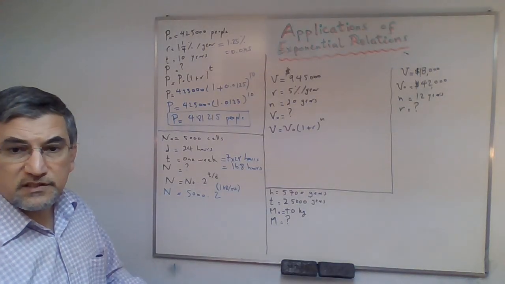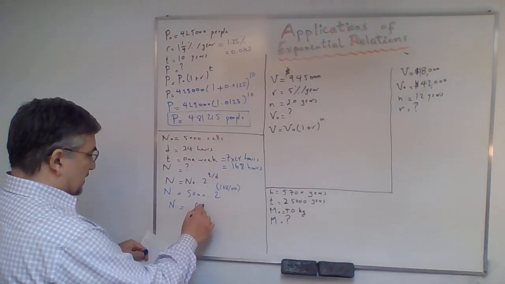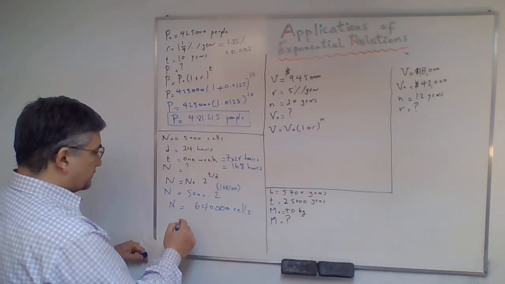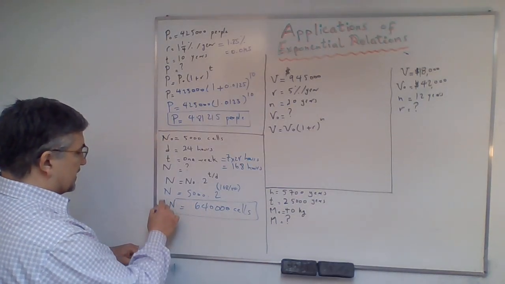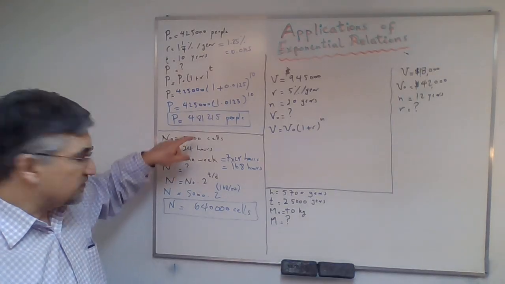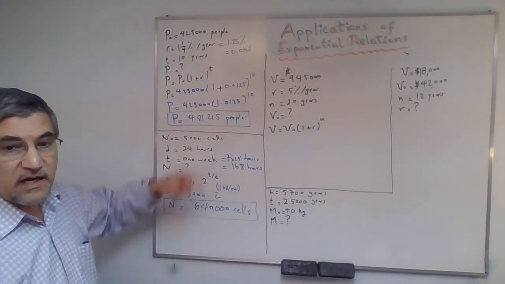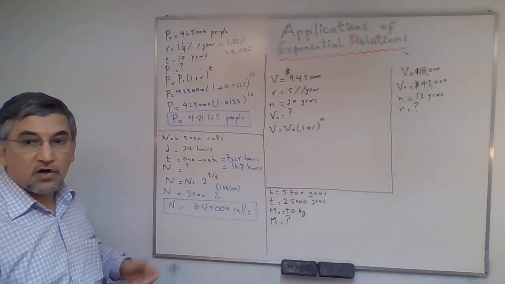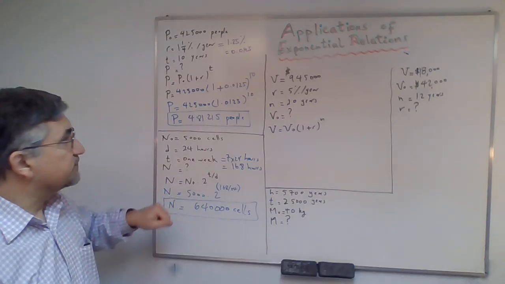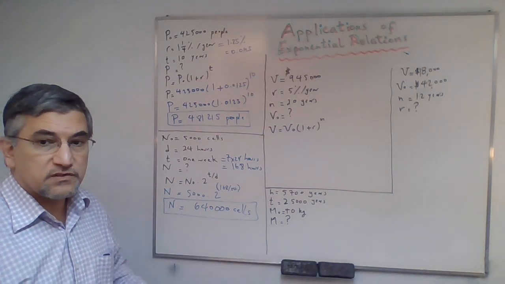Now, again, using the calculator and using the power key button, we find out the answer is 640,000 cells. So this tells us that if we begin with 5,000 cells, we will end up with 640,000 cells only after 7 days passing by, on condition that the doubling period of this particular cell happens to be 24 hours. This is another example of an exponential growth situation.